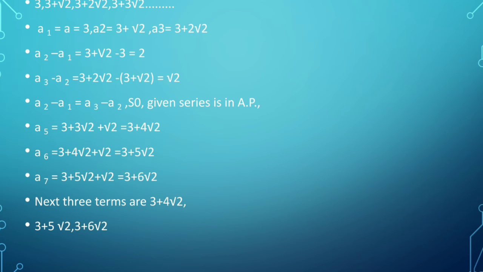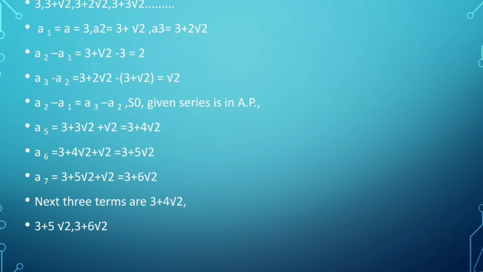A3 minus A2 is equal to 3 plus 2 root 2 minus of 3 plus root 2. That is A3 minus A2 equal to 3 plus 2 root 2 minus 3 minus root 2, which is equal to root 2. Here A2 minus A1 is equal to A3 minus A2. So the given series is AP.